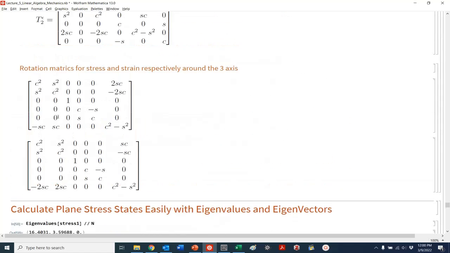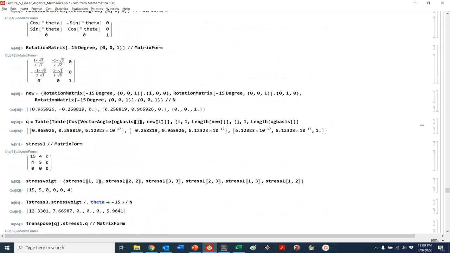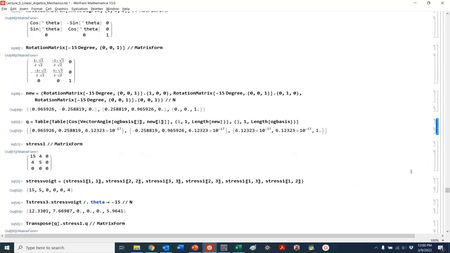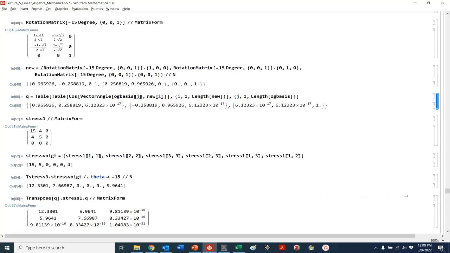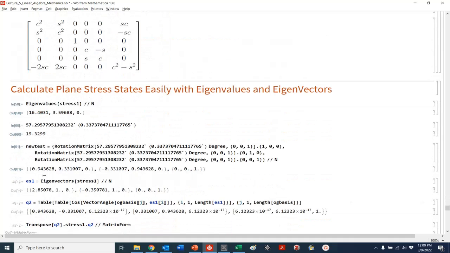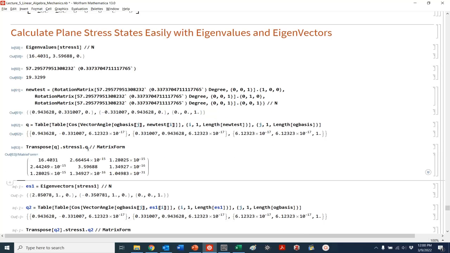Let's go ahead and build our Q matrix right here. We could use basically the same setup for this Q, and then also do stress1.q. For example, we should be able to recover this. I could do Q, say this is the new test basis here, and then you can see 16.43, everything else is 0. But again, we figured that out last time.